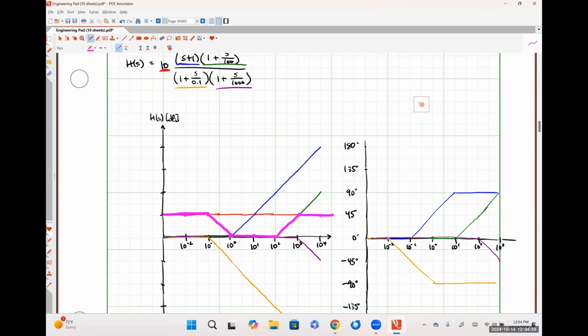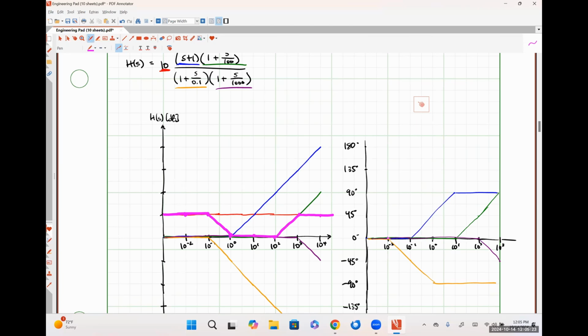It should hit 45 degrees at 100. This one hits -45 degrees at 10 to the -1. This one hits -45 degrees at 10 to the -3. This one hits +45 degrees at 100. This one hits +45 degrees at 1.